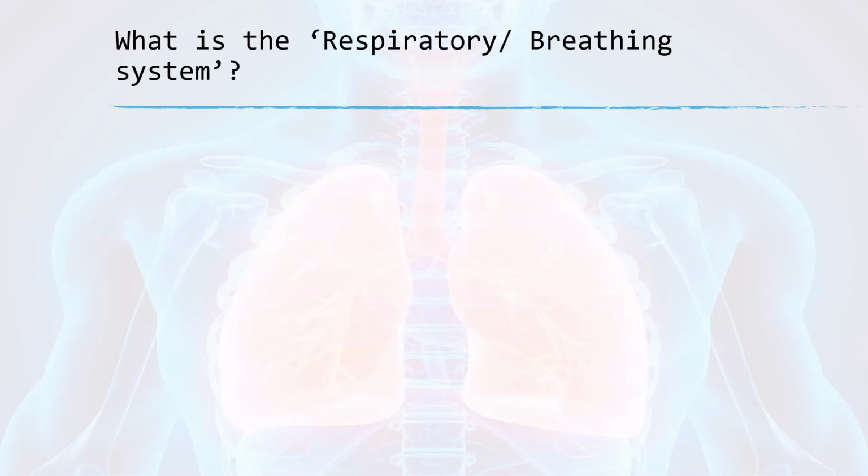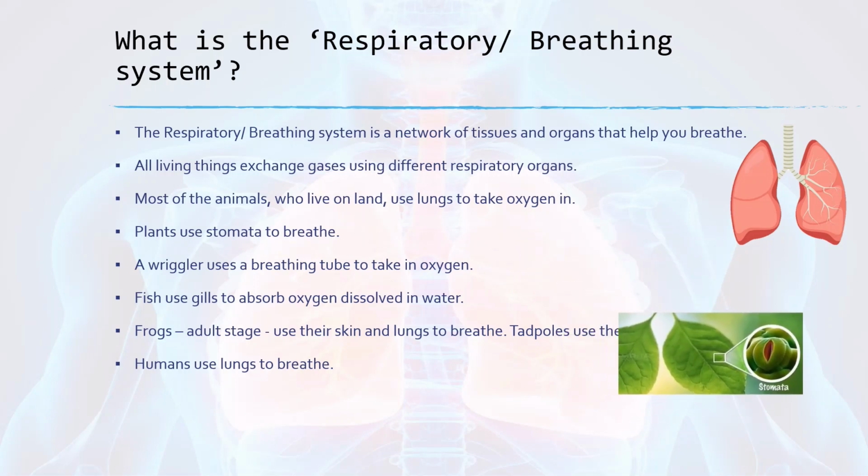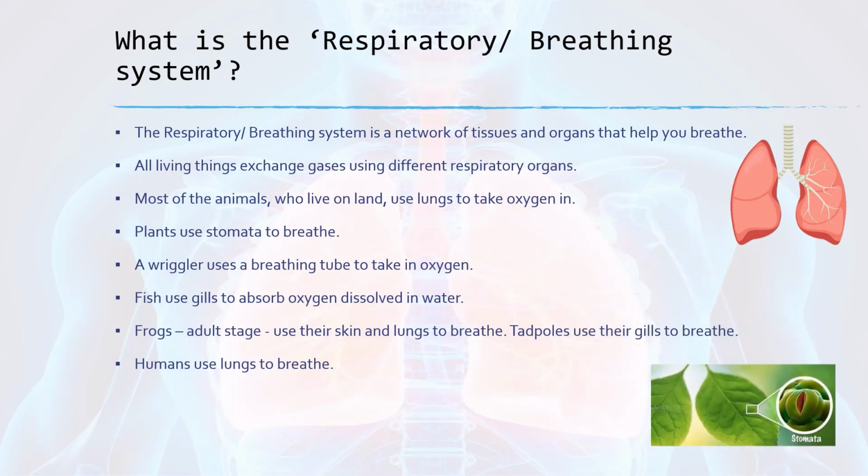What is the respiratory or breathing system? This system is a network of organs and tissues which enable you to breathe or take in oxygen. Animals who live on land use lungs to take in oxygen, while plants use tiny openings in leaves called stomata. A wriggler uses a breathing tube to breathe.